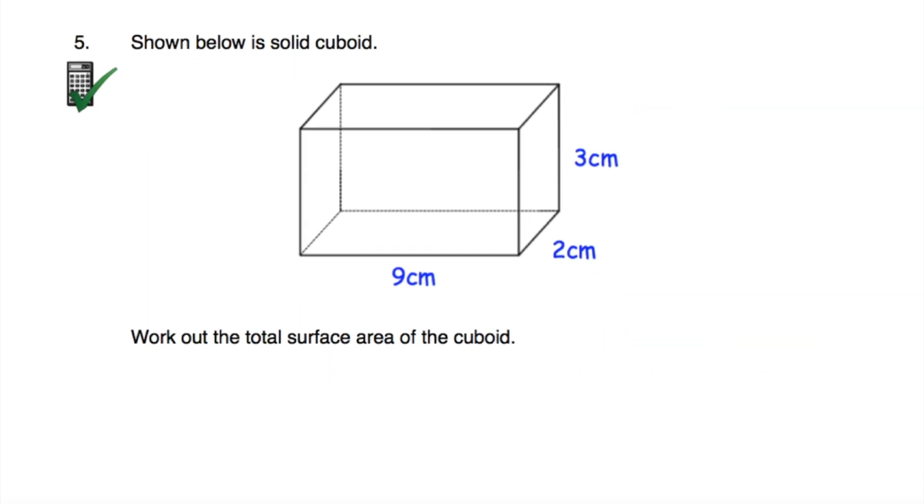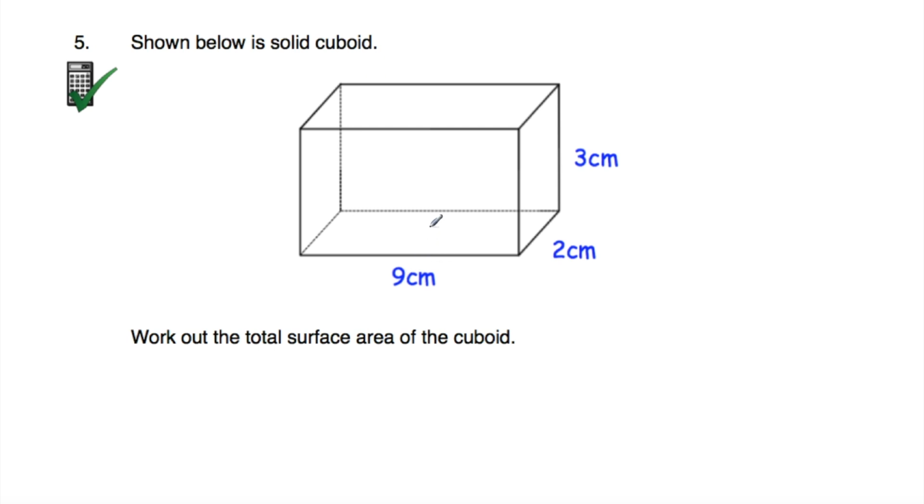Question number 5, we've been told shown below is a solid cuboid, so we've got this cuboid, and we've been asked to find the total surface area of the cuboid. To find the total surface area of this cuboid, we need to find the area of all 6 faces of the cuboid. So the front, the back, the left hand side, the right hand side, the top and the bottom, and then add them all up.